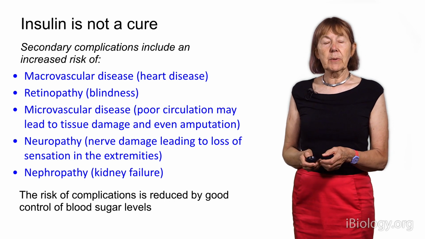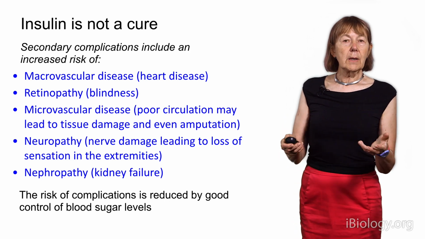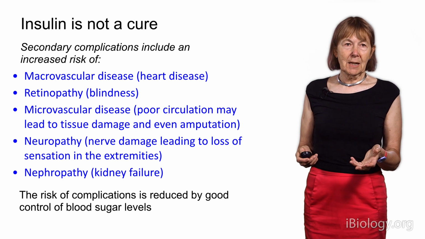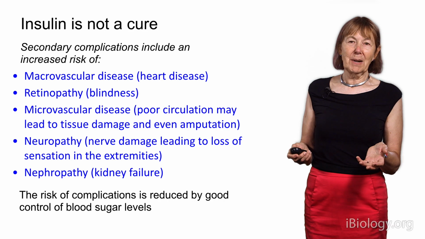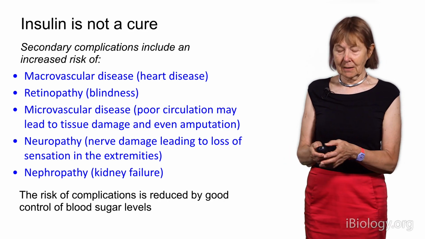And many people with diabetes will develop kidney failure, which will necessitate dialysis. All of these complications are reduced by good control of the blood sugar levels. But of course, it's far more difficult for an individual to do this by monitoring their blood sugar levels than it is for their pancreatic beta cells to do it.